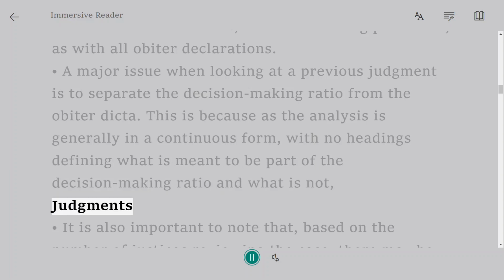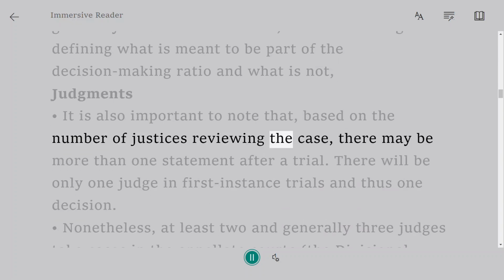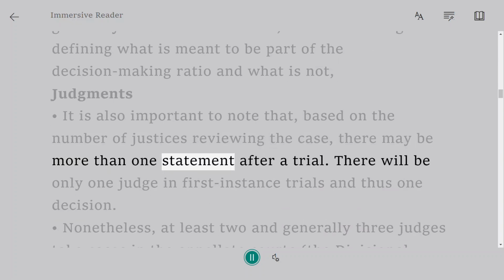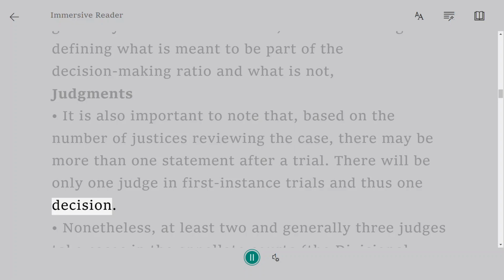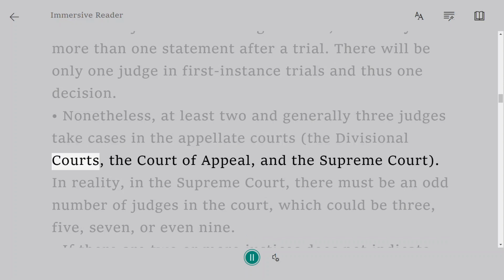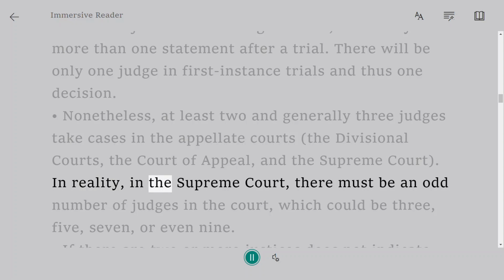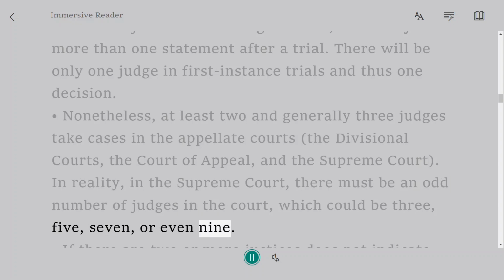Judgments. It is also important to note that, based on the number of justices reviewing the case, there may be more than one statement after a trial. There will be only one judge in first instance trials and thus one decision. Nonetheless, at least two and generally three judges hear cases in the appellate courts, the divisional courts, the Court of Appeal, and the Supreme Court. In the Supreme Court, there must be an odd number of judges, which could be 3, 5, 7, or even 9.